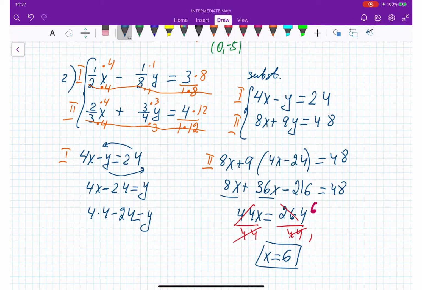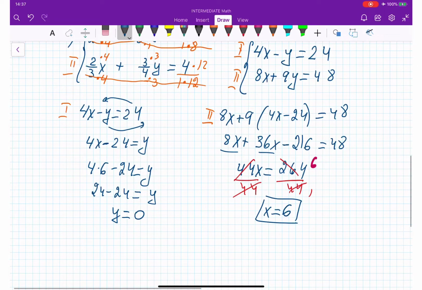Now I will plug in 6 instead of 4. So what do I get? 24 minus 24 is equal to y. So y is equal to 0. Which means the answer is going to be 6 and 0. Okay.